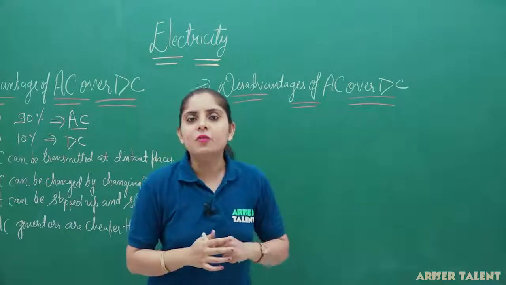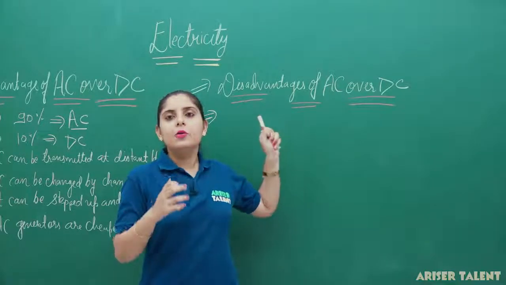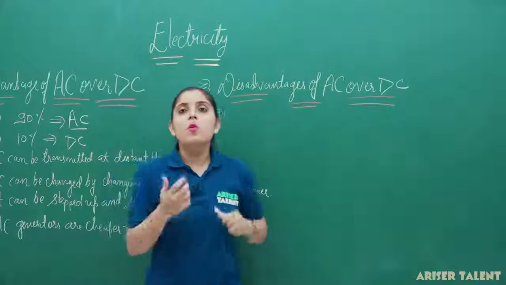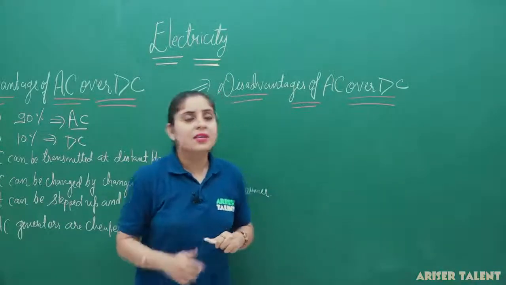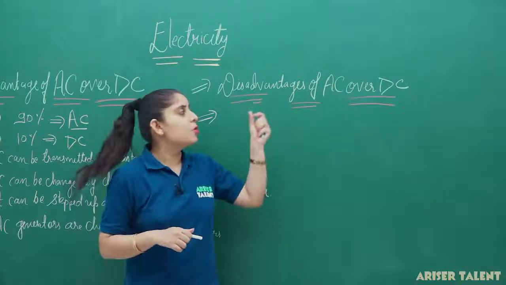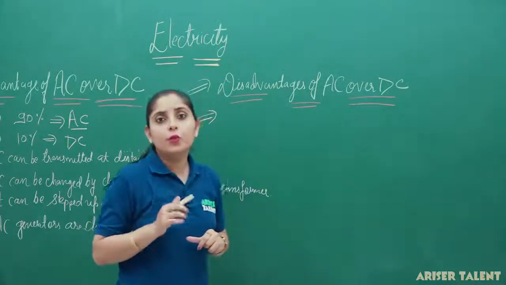The second disadvantage of AC over DC is that AC will cause more harm as compared to DC, because this current is much more hazardous, as it operates at a frequency of 50 Hz and a voltage of 220 volts.